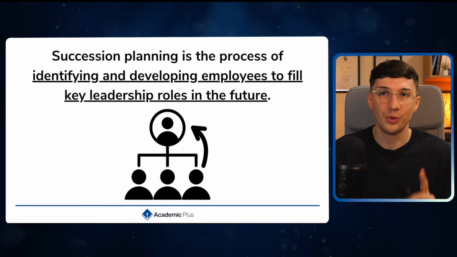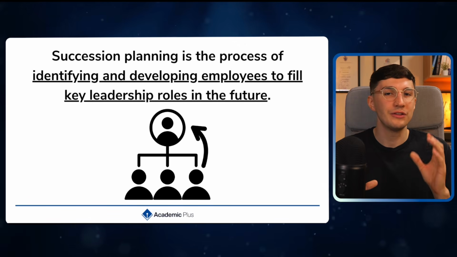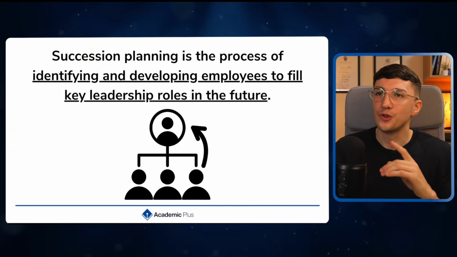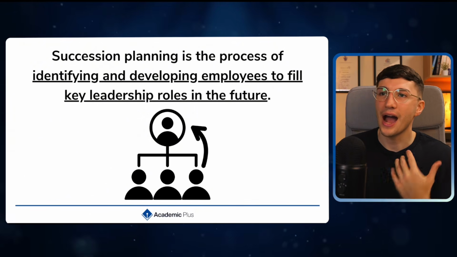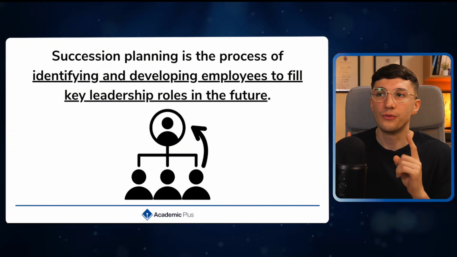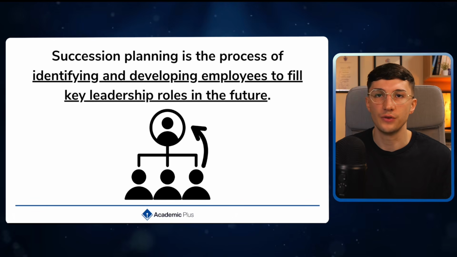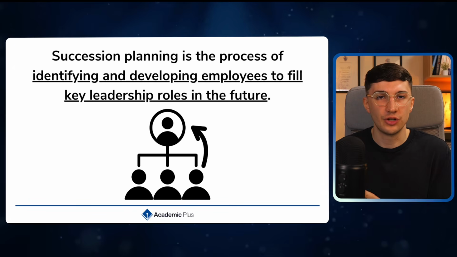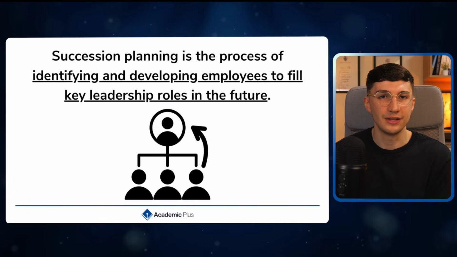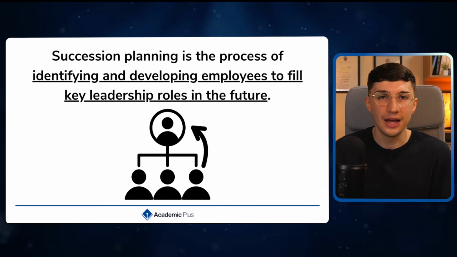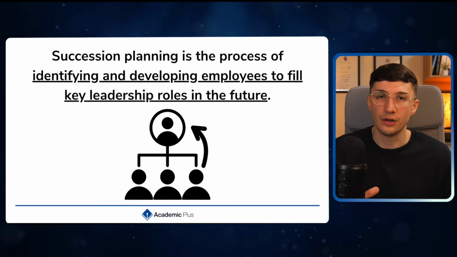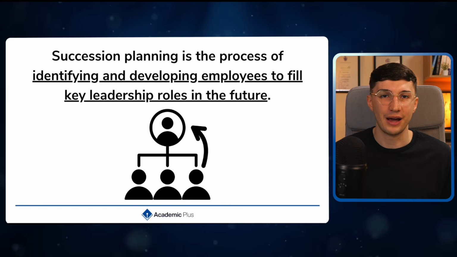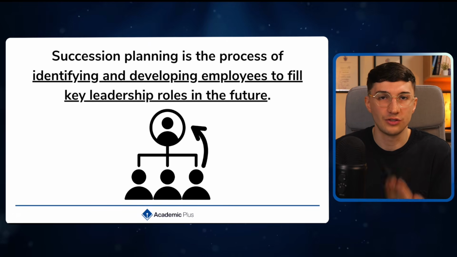Then we've got something called succession planning, which is what we mentioned towards the end of the last section. And what succession planning is, it's the process of identifying and developing employees to fill key leadership roles in the future. So we want to make sure that when those people in those key leadership roles do eventually end up leaving the business, that we have someone to replace them. We want to make this a seamless process, because during that time of trying to find someone new to replace them, once again, disruptions can start to happen.